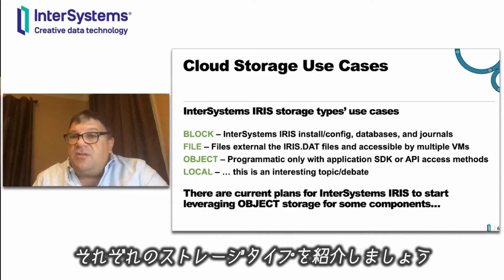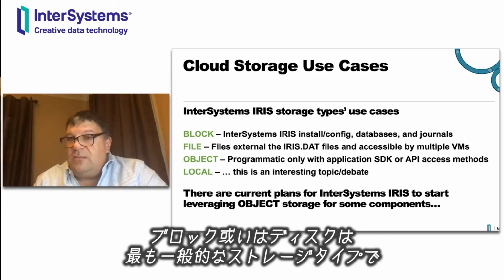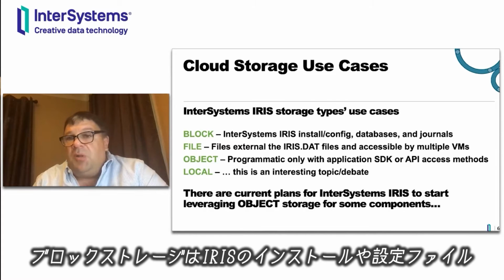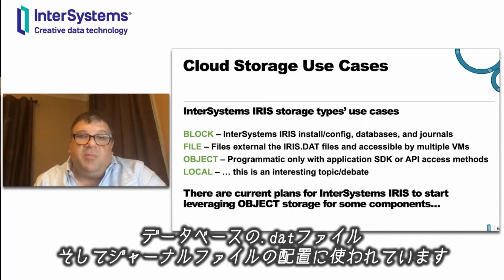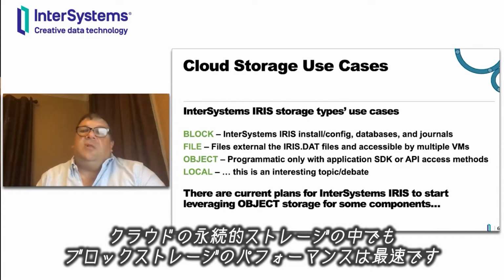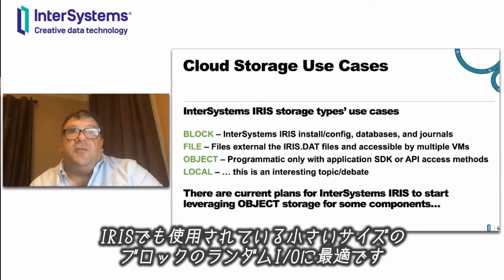To quickly cover each of the storage types, there is block or disk. This is the most commonly used storage type within InterSystems product-based deployments. Block storage is for the IRIS installation itself, configuration files, database .dat files, and journal files. And that's both the write image journal or WIJ and the transaction journals. Typically, block storage will have the fastest performance of all the persistent storage types in the cloud, and is ideal for small block random IOs, which are used in IRIS itself.